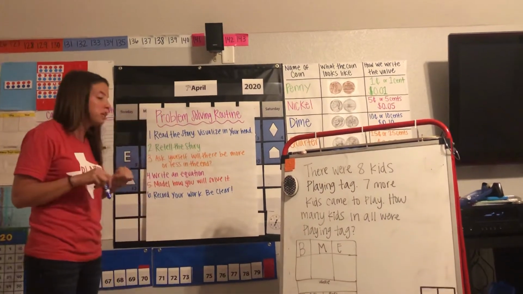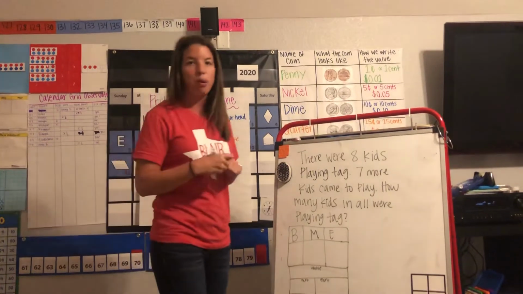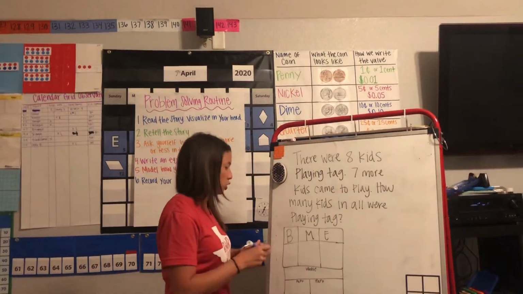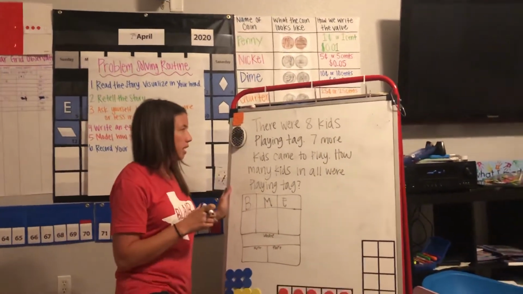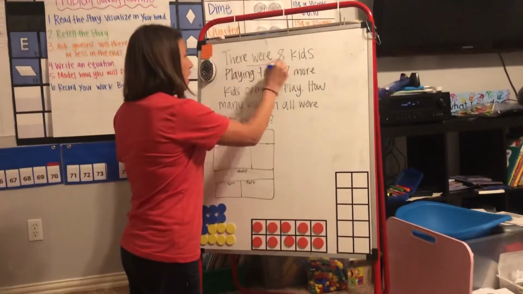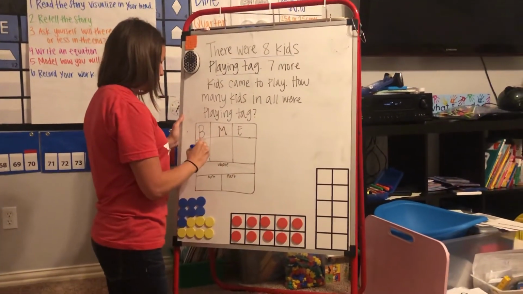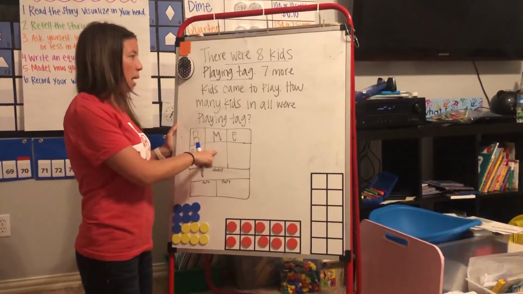Step number 2 says retell the story. An easy way for us to be able to retell the story is to break it apart into the beginning of the story, the middle of the story, and the end of the story. So let's look at this problem together. What happens at the beginning? That's right, 8 kids playing tag. So right here I'm going to put 8 and I'm going to put a K to represent the amount of kids playing tag. And then what happened in the middle of our story?